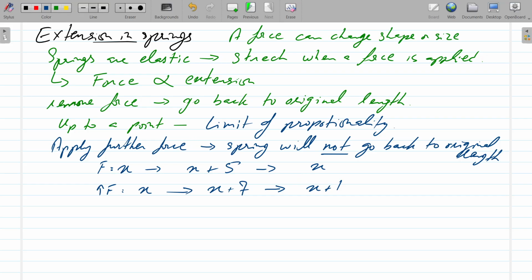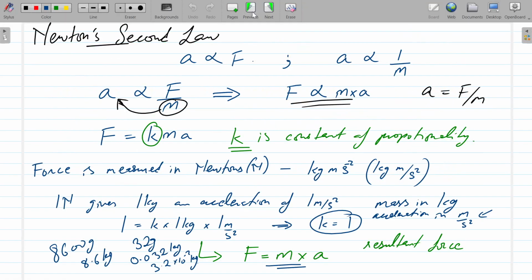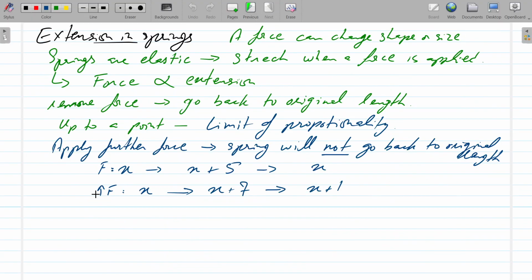Any questions? No. Now, as we had with the second law, we had a constant of proportionality. If we use the symbols F for force and X for extension, they are directly proportional. If you change that into an equation, what you get is F equals kX, and in this case, k is the spring constant.